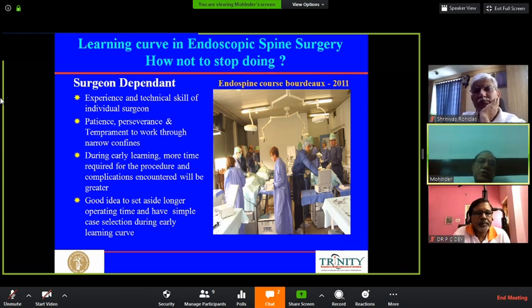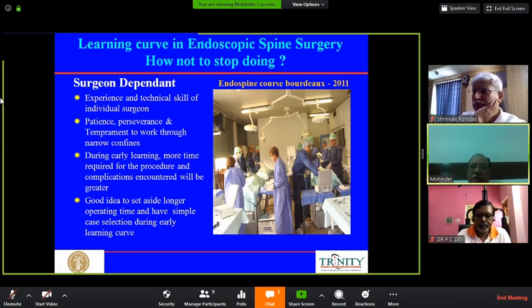You have to give adequate time to learn spine endoscopy, and once you learn these techniques, you will be able to do the job in 30 to 40 minutes. During early learning, more time is required for the procedure and complications encountered will be greater. That has to be understood. The surgeon should be mentally prepared. It should not upset him, or give an impression that now I'll leave this technique.